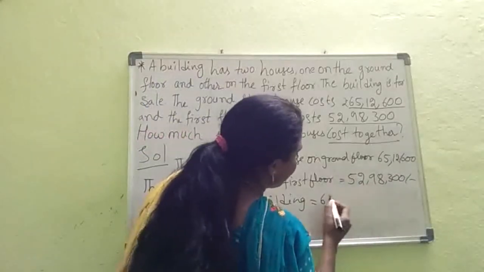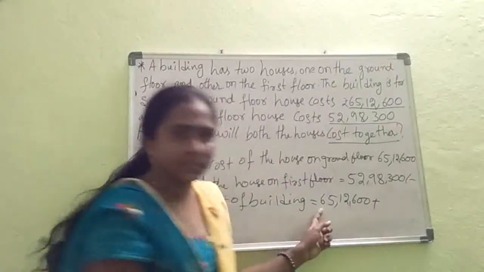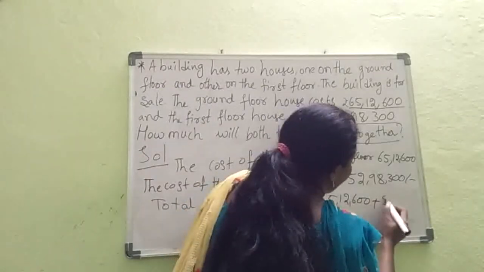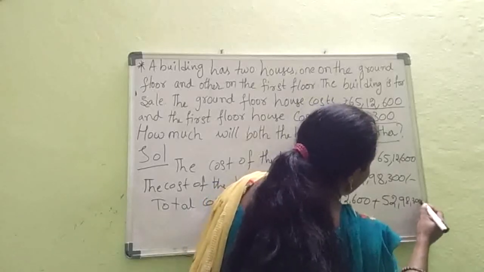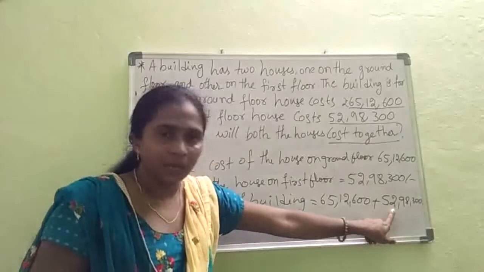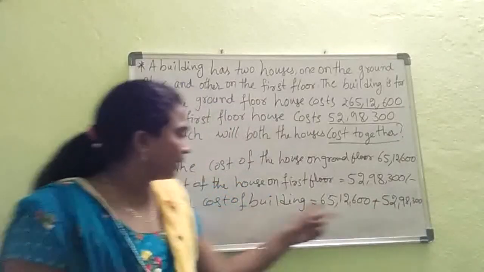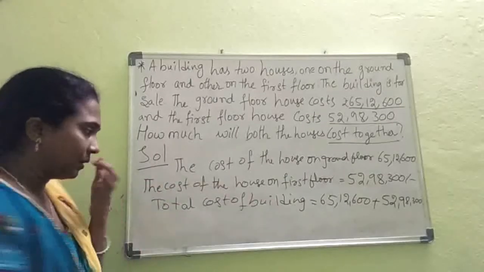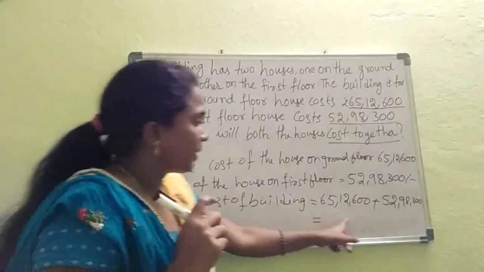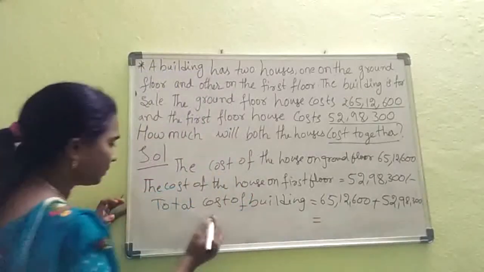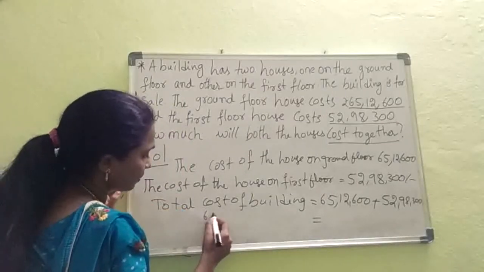What is the first value? That is 65 lakh 12,600, plus the next, 52 lakh 98,300. We need to add these two values and you will get the total cost of the building. We have to do this addition. See, here the space is less, so I am writing the two numbers here.